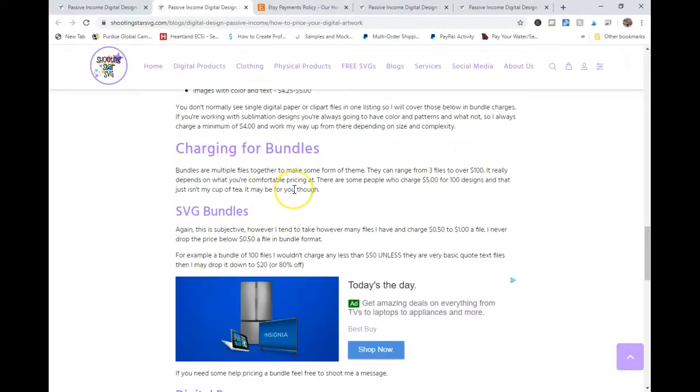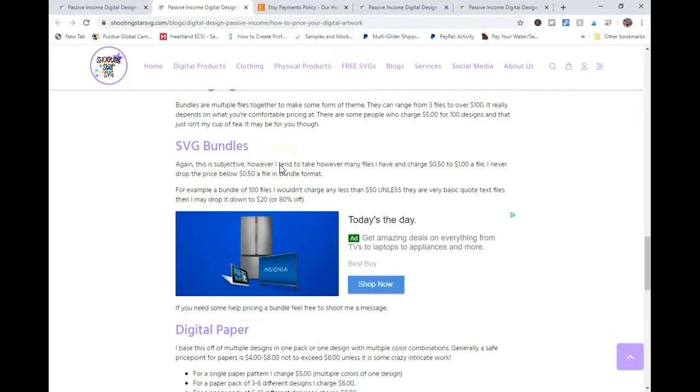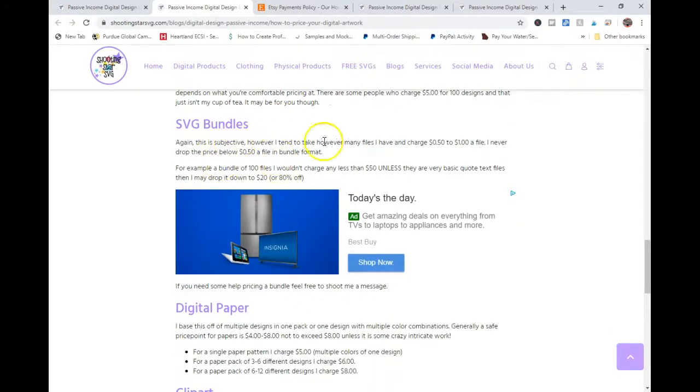Okay, so we'll talk a little bit about SVG bundles. This price is subjective depending on what you're offering. I try to keep my single files in a bundle between 50 cents to $1 a file. And I never drop the price below 50 cents a file when I'm using a bundle format. For example, if I had 100 files in a bundle, I wouldn't charge any less than $50 unless they're very basic quote text files, and then I may drop it down to $20 or 80% off.